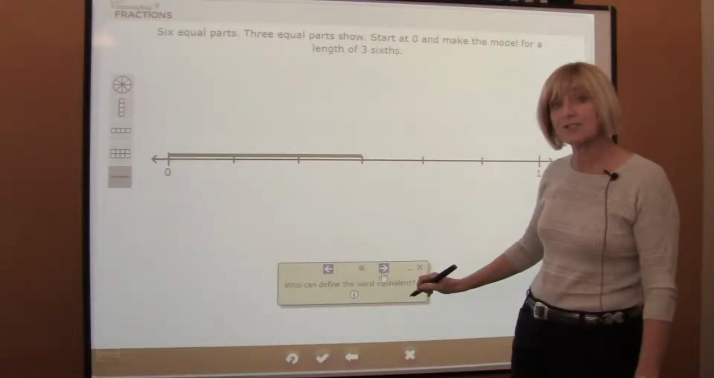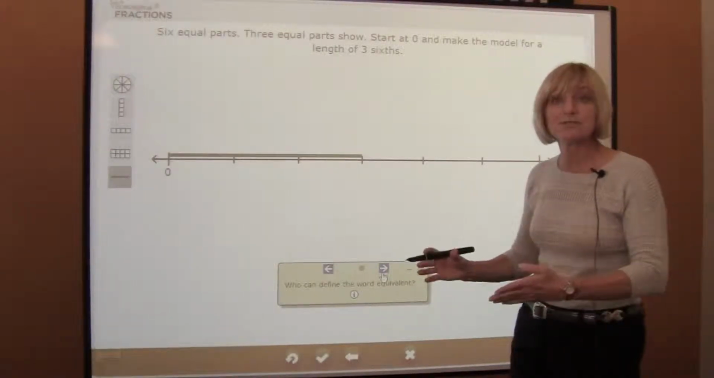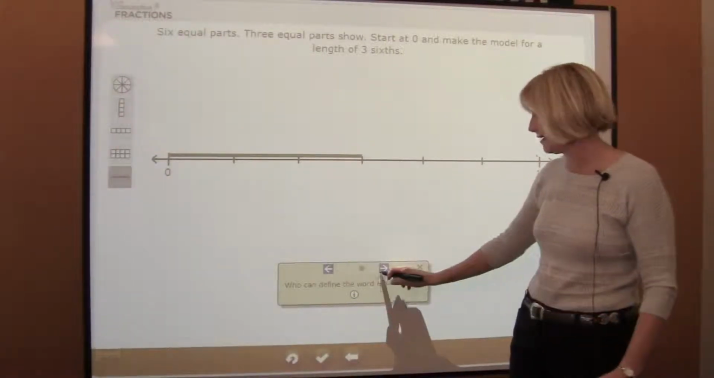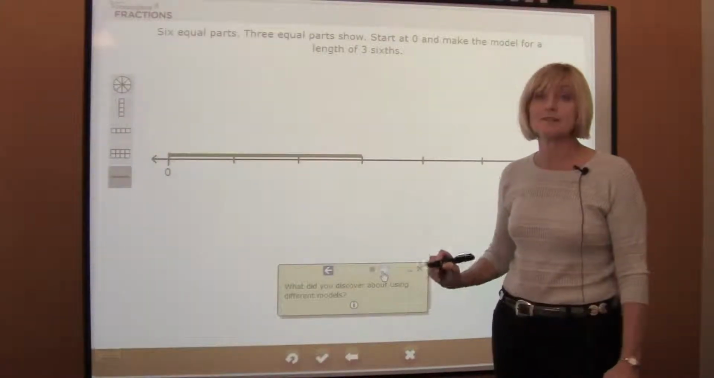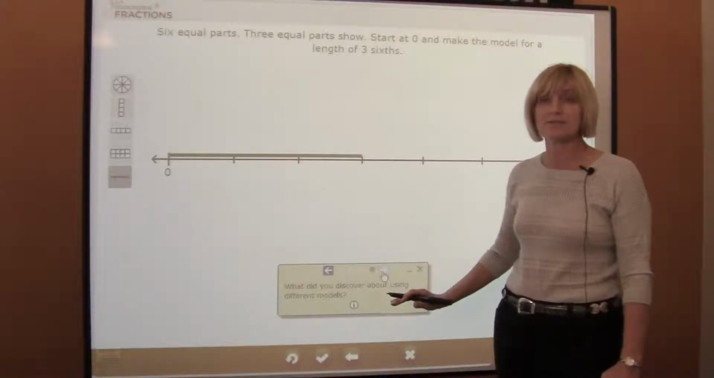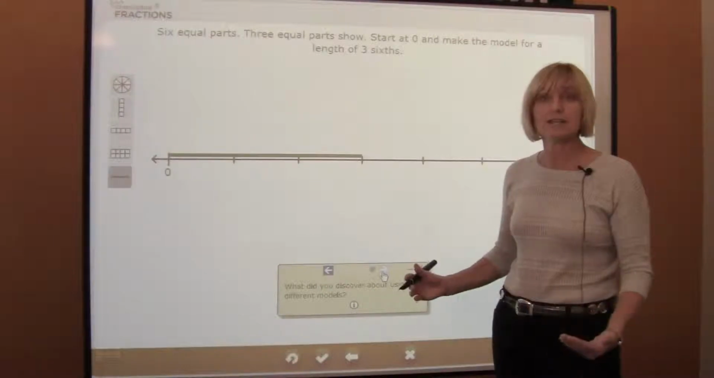We're actually going to have students define it. And make sure that you ask students, one student defines it, then you ask other students, can you say that in your own words? Would someone like to add on to that? And finally, at the end of this lesson, we want to make sure that the students themselves are summarizing their learning. What did they discover when they worked with different models? Hopefully you're going to hear that there are multiple ways to model fractions, that there are equal parts.